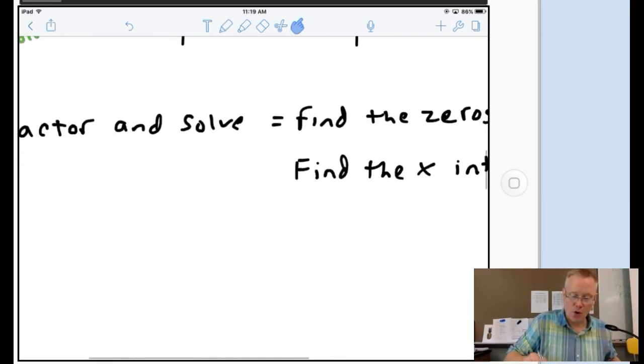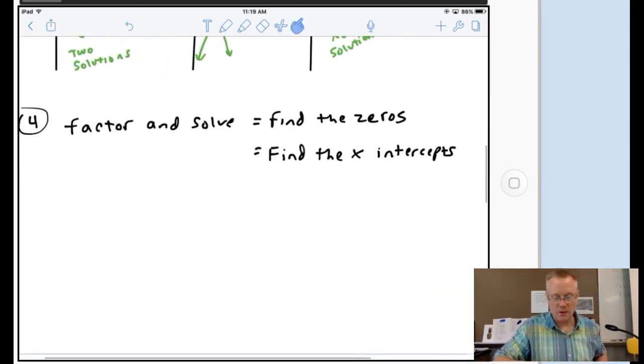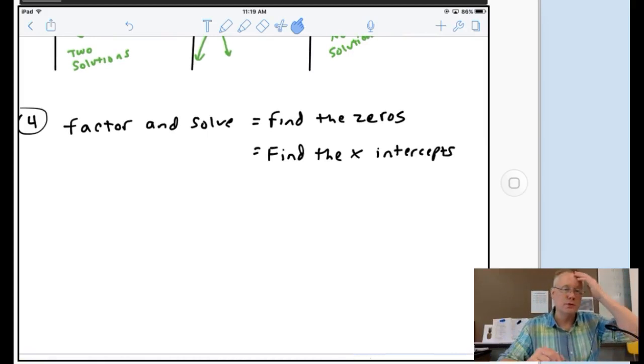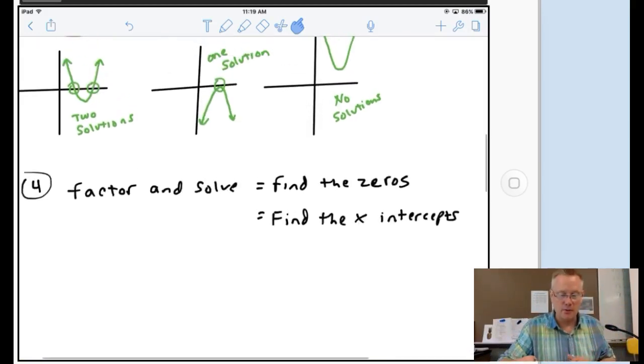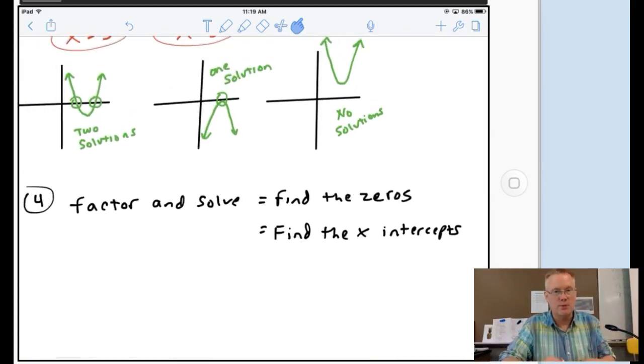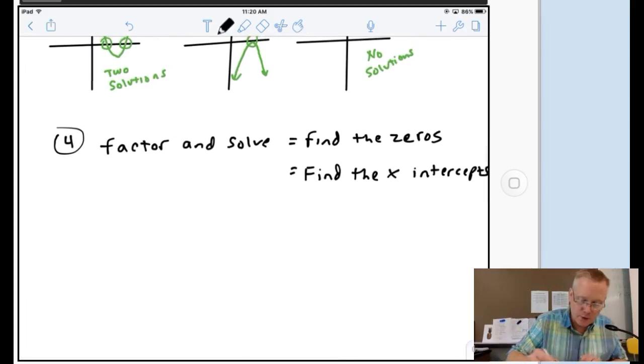These three things are all the same, okay? So anytime they ask for one of those, they're all interchangeable. You're finding the same things here. Think about that graph, those are the zeros where it crosses the x-axis, which are also the x-intercepts. Okay, so now that we got that straight, let me go back to my problem.